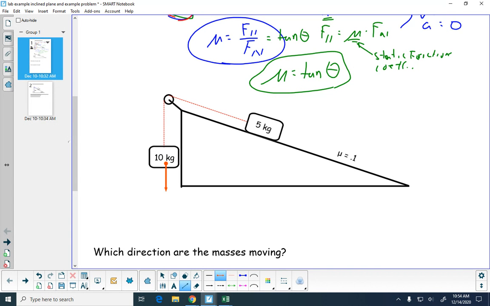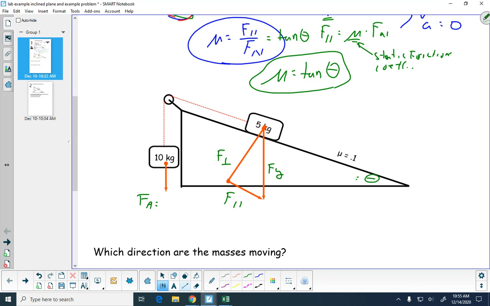Go ahead, calculate your force of gravity, your force parallel, your force perpendicular, and this force that's being applied. Go ahead and calculate them. Oh, I think I need a value of theta there, don't I? Let's go 20 degrees. That would probably help out.